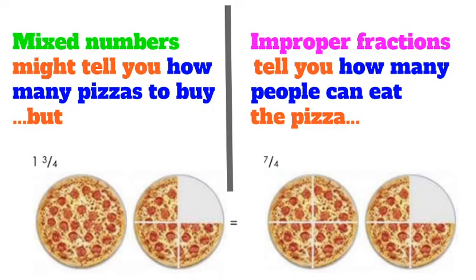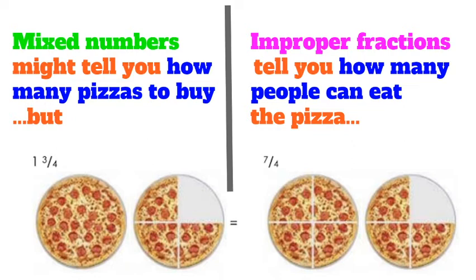And with those types of fractions, we need to know that improper fractions are similar to mixed numbers because they just look a little bit different, right? But they both have the same common denominator. For example, mixed numbers might tell you how many pizzas to buy, but improper fractions might tell you how many people can eat those pizzas, right? It's the same exact fraction, but it just looks a little bit different, okay?